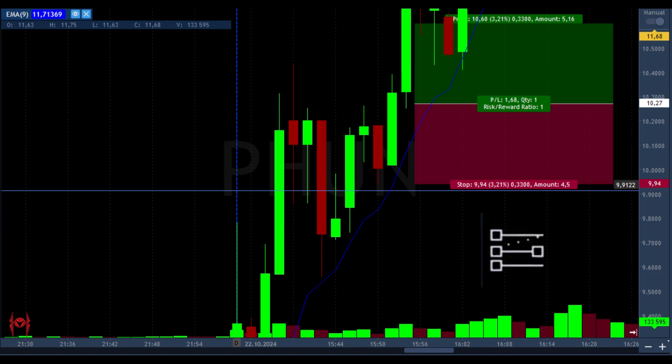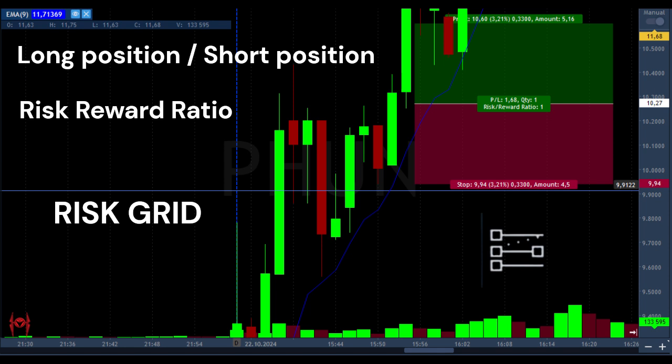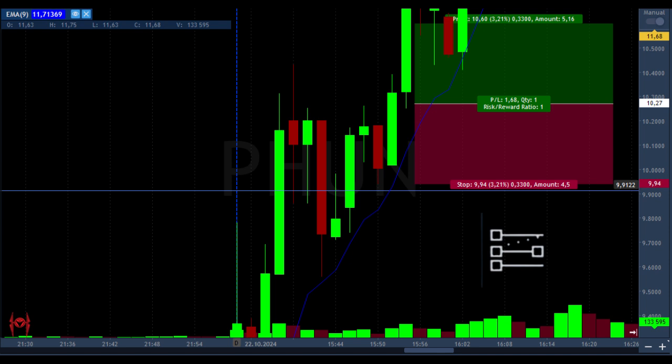They go either by the name long position or short position or risk-reward ratio, but I like to call it simply the risk grid. It is portrayed by the symbol of 3 lines, with 3 circles on the left side and 1 circle center right. These circles are the points from which you can adjust its extensions and position.